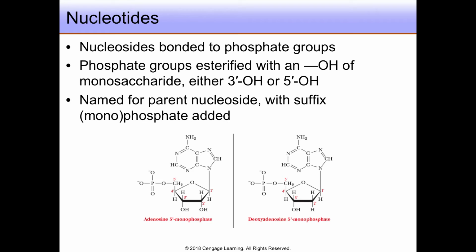Nucleotides, the building blocks of nucleic acid, are nucleosides that also contain one or more phosphate groups, as shown below. Note that the phosphate is esterified to the 5' hydroxyl group of the sugar moiety, and that nucleotides are named for the parent nucleoside. On the left we have adenosine 5' monophosphate because the sugar is ribose. On the right we have deoxyadenosine 5' monophosphate because the sugar is deoxyribose.